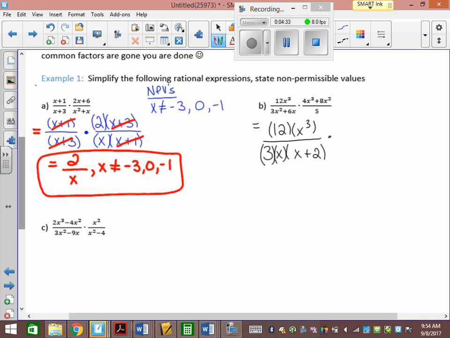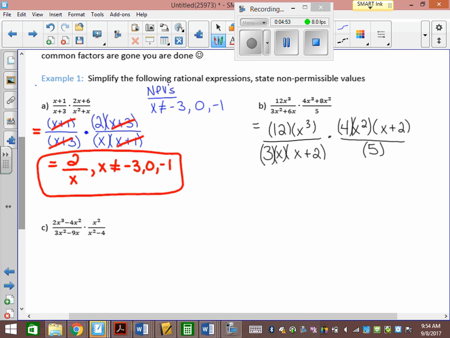And then, what can you take out of the top on the right-hand side? A 4x squared. And then you're left with an x plus 2. And then these are in their own brackets. And then a 5. Most people can get to here, and then they're like, oh, no. Oh, no, what do I do?